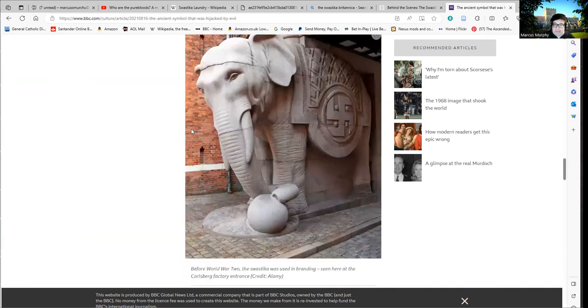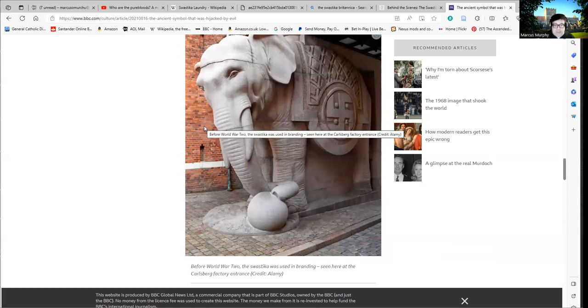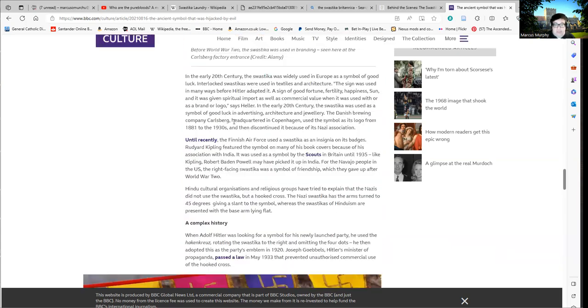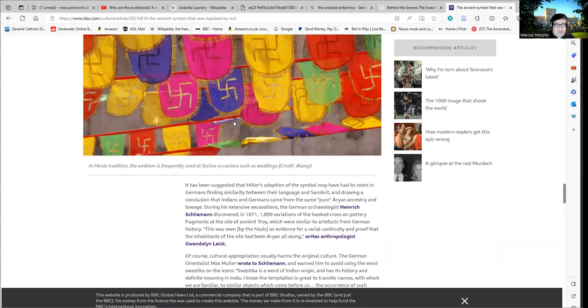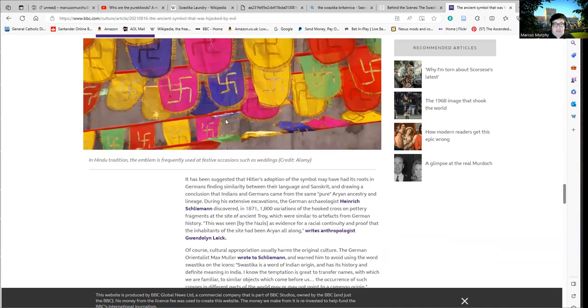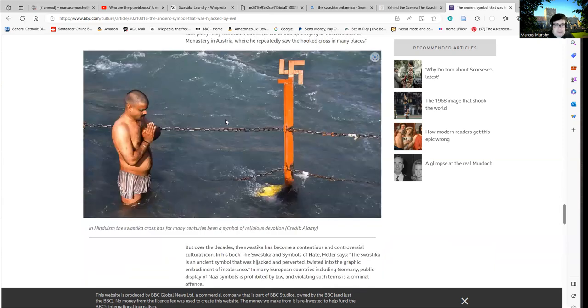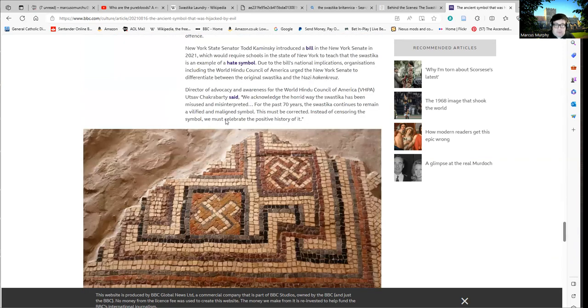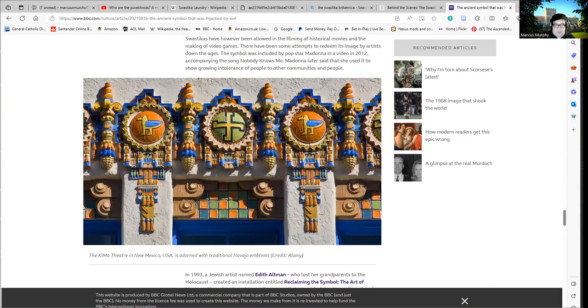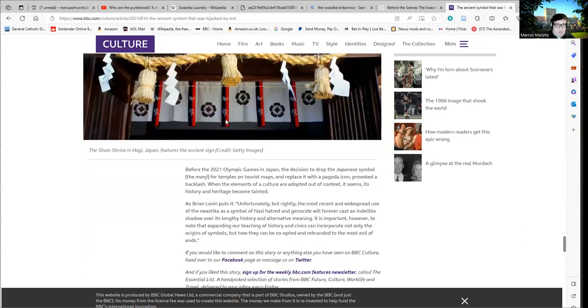This is not in India, this elephant. This elephant is actually the Carlsberg factory entrance. Carlsberg once used a swastika as their symbol. In Hindu tradition, as you can see, the swastika is used fairly frequently, such as on festive occasions at weddings. Imagine sticking that up in a place where people didn't realize that it was not meant that way. And here you have it, Hinduism, the swastika cross, a symbol of religious devotion. Unfortunately, due to the wonderful perversion of it by the Third Reich, people don't always realize that.